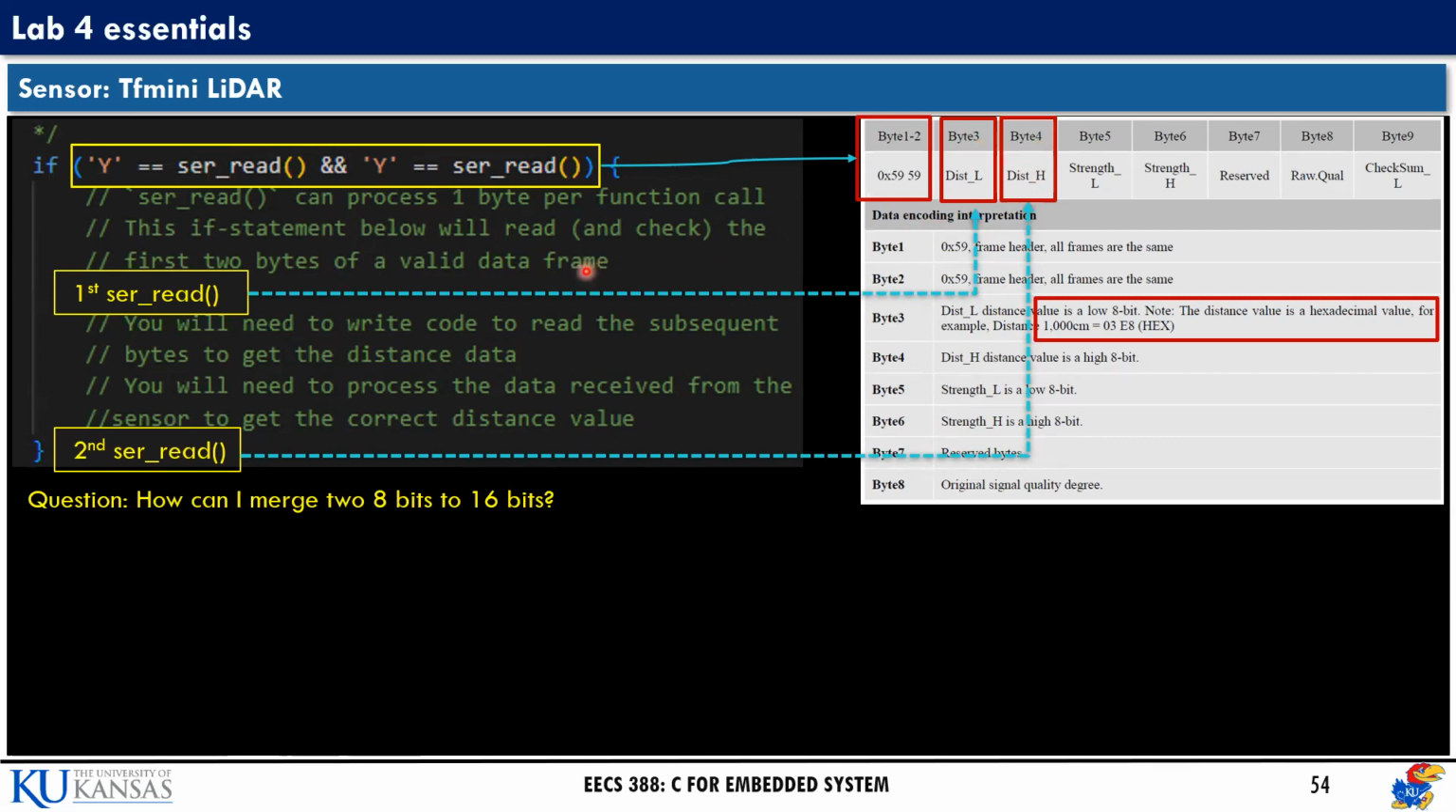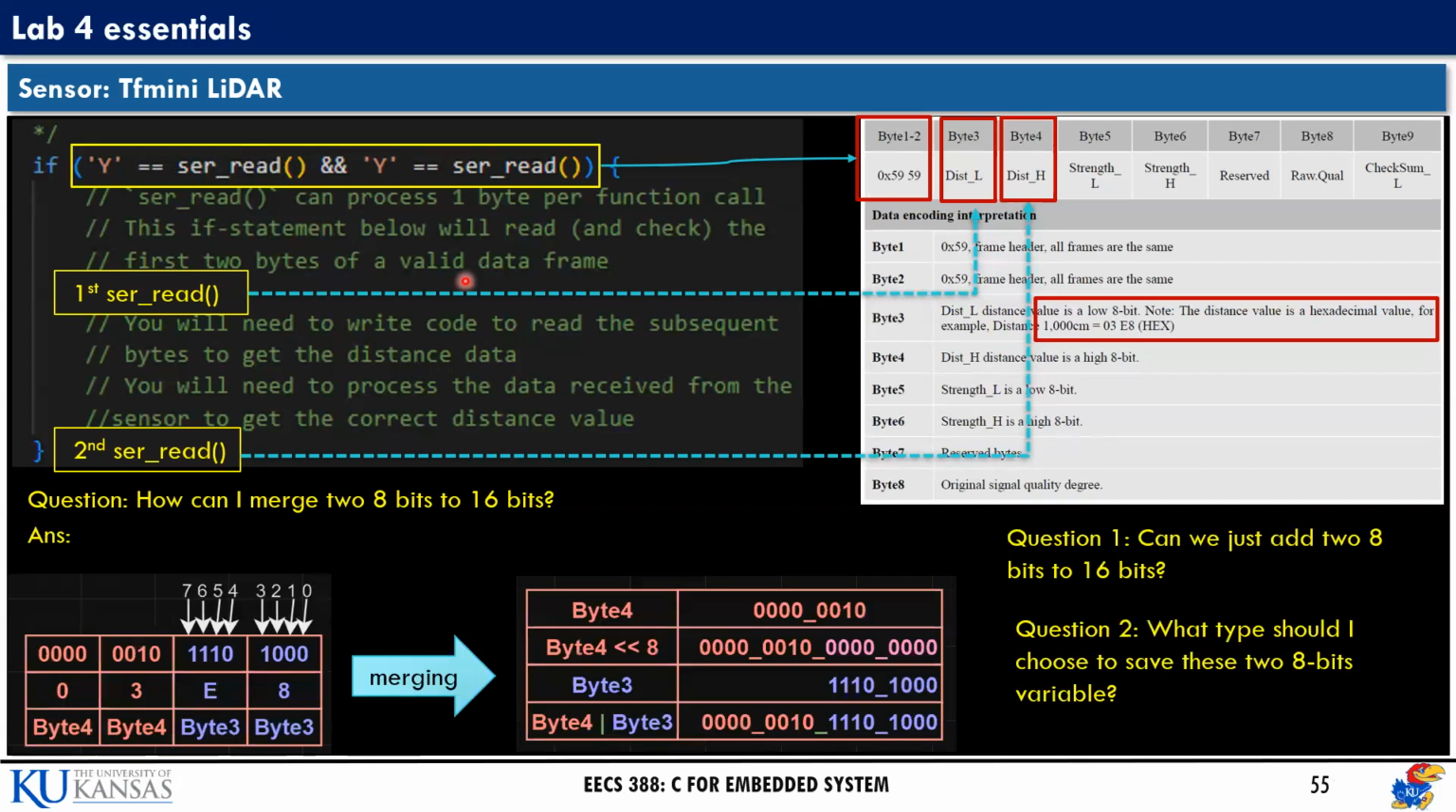So as you can see here, we have to call the serial read function twice inside this if statement, and we can store the values from byte 3 and byte 4, and then we need to merge these two 8 bits into 16 bits to get our final distance. Now the question is how we can merge two 8 bits into 16 bits. The answer is we can merge them using the shift and OR operation.